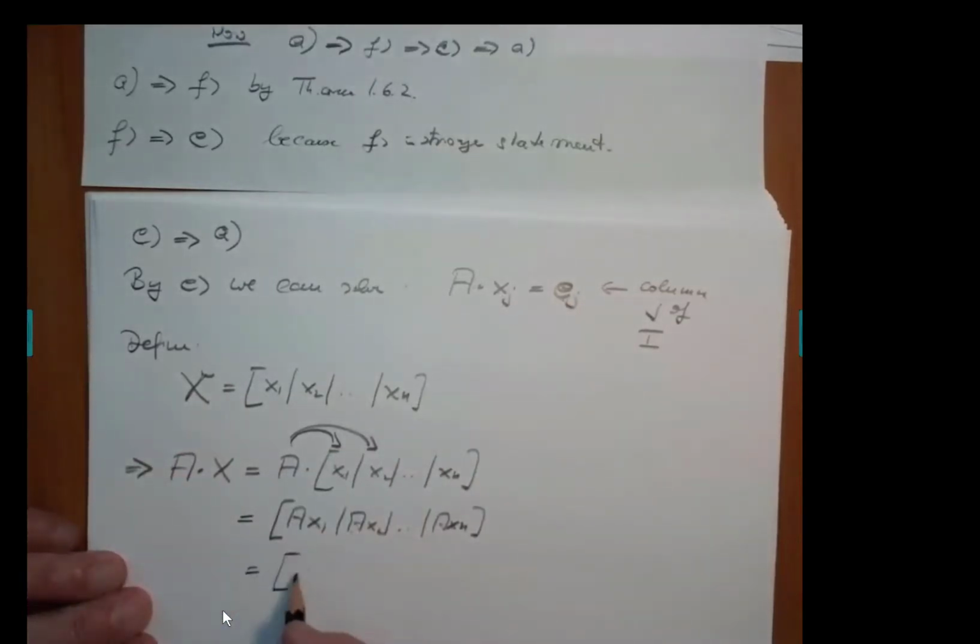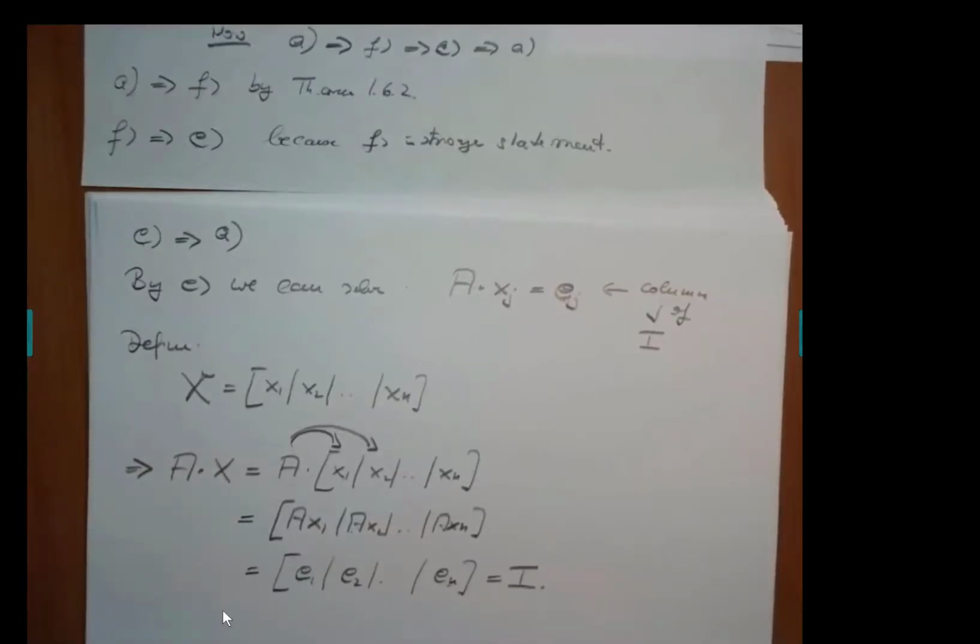So it turns out this is column 1 of the identity, this is column 2 of the identity, and this is column n of the identity. If every column is a column of the identity, this is the identity. So that means there is a matrix X such that AX is equal to I.